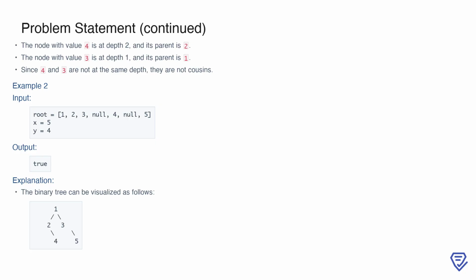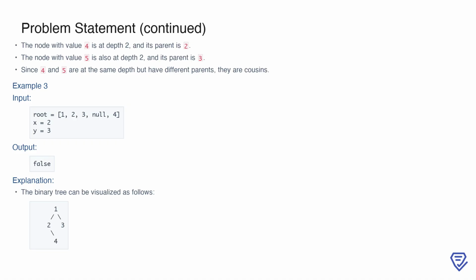Let's delve into why these nodes meet the criteria for being cousins. In this second example, node 4 is at depth 2 in the tree, with node 2 as its parent. Similarly, node 5 is also at depth 2, but its parent is node 3. Since 4 and 5 are at the same depth and have different parents, they meet both conditions for being cousins. This is why the function returns true in this case.